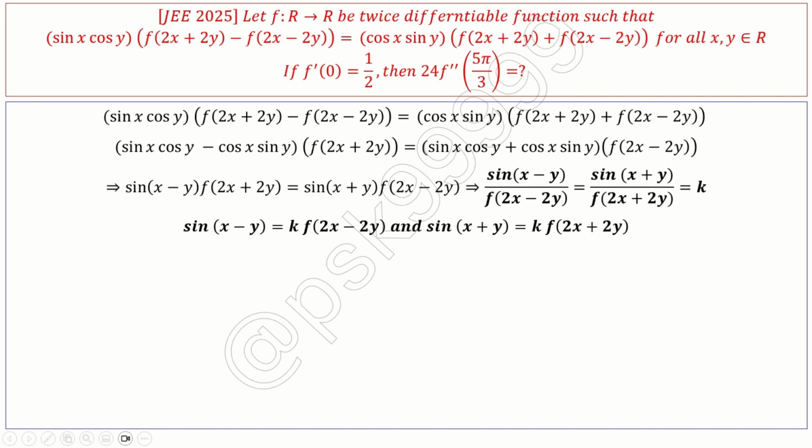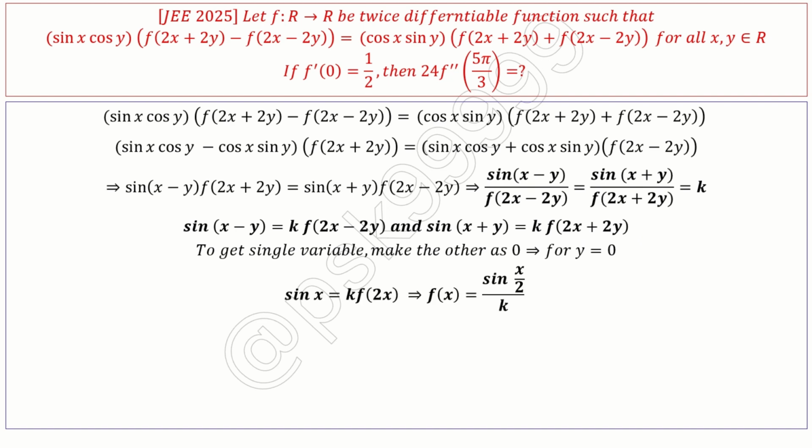So from this it is very clear that f of x is nothing but, x minus y is common here, so k times f of 2x equals sin x. In other words, f of x equals sin of x by 2 by k. Now once you know this, just differentiate it one time. What you will get is f dash x equal to cos of x by 2 into 1 by 2k. And f dash 0 is nothing but 1 by 2k, because cos 0 equals 1, and it is given as 1 by 2 here, right? So which implies k is equal to 1.